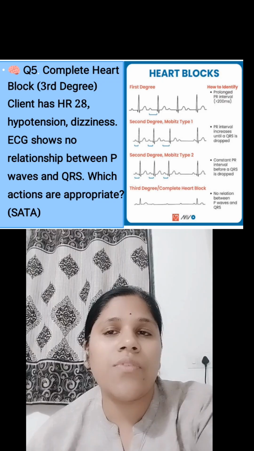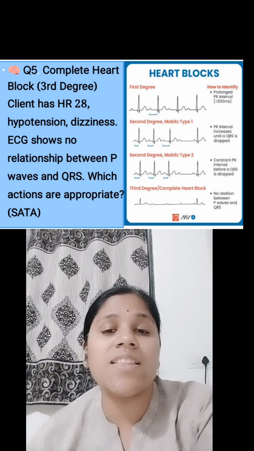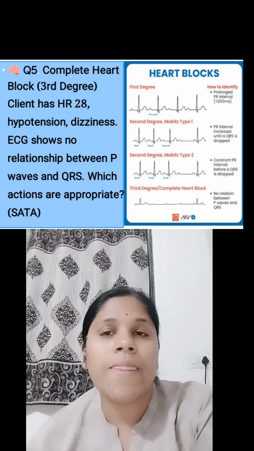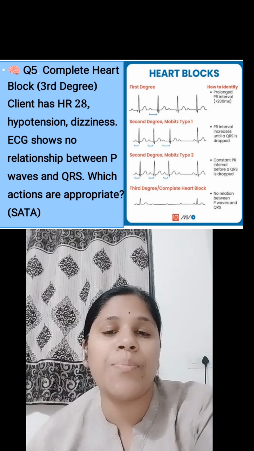So, the next question we are going through is regarding complete heart block. Here they are stating third degree heart block. The patient has a heart rate of 28 and severe hypotension. He is having dizziness. The ECG shows no relationship between the P wave and the QRS complex. Which actions are appropriate? It is a SATA type of question.